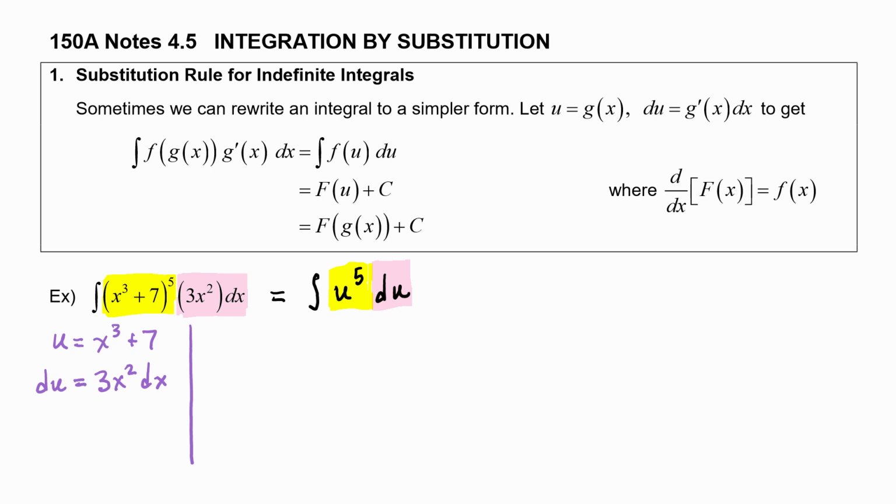Now that we have u to the 5th du, we know that that would equal u to the 6th over 6 plus c, the constant of integration, because it's an indefinite integral. Now we have to substitute back to the original variable, which was in terms of x. So this becomes 1/6 times the quantity x cubed plus 7 to the 6th power plus c.